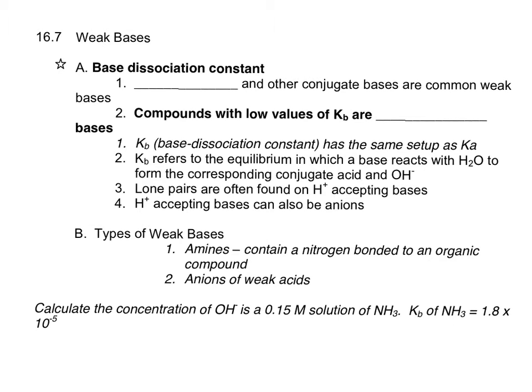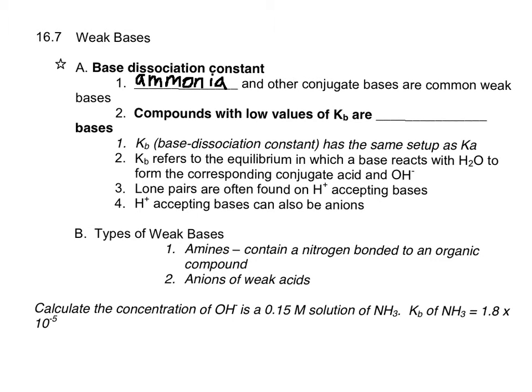Doing equilibrium for weak bases is exactly the same as doing equilibrium for weak acids. So all the stuff you did with 16.6, you're doing the exact same thing for 16.7. There's not a bit of difference. Weak bases, the major weak base to know is, of course, ammonia.